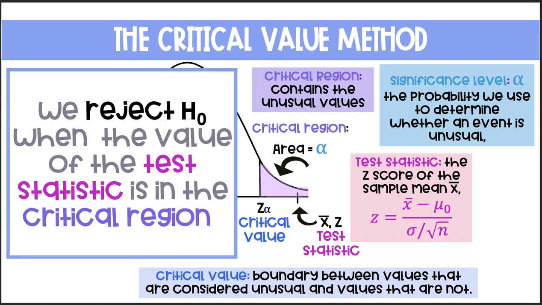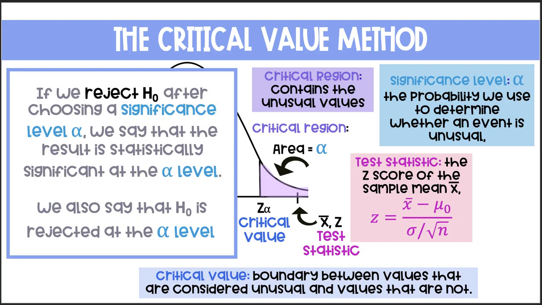Then, if our test statistic value falls in the critical region, we reject the null hypothesis. And when we reject our null hypothesis, given a significance level, we say that the result is statistically significant at that significance level, or we can also say that the null hypothesis is rejected at that significance level.